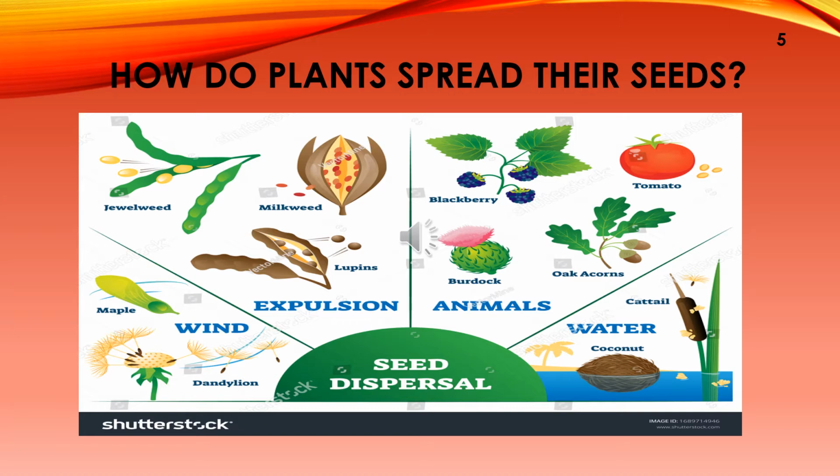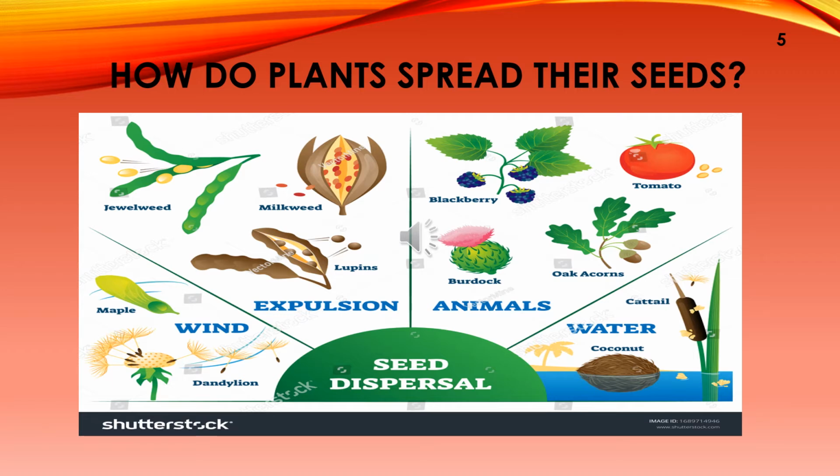Let's talk first about seed dispersal by wind. Some plants use the wind to spread their seed. The first example that we have is the dandelion. The dandelion uses a kind of parachute, so its seeds float on the wind. Another example that we have is the sycamore. The sycamore seed also uses the wind and acts like wings.